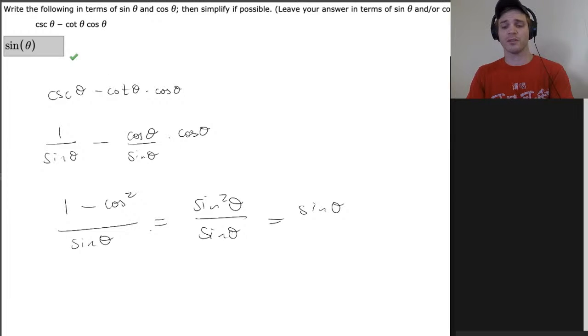Something that was really confusing for me the first time I saw this notation of sine squared was that I didn't know what it meant, because it was by the sine, not by the theta. This is really sine of theta times sine of theta. So you just have two of these, and then you cancel a pair, one from the numerator, one from the denominator, and you get sine of theta.